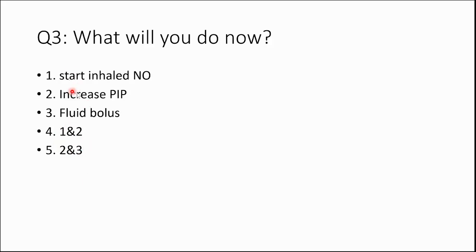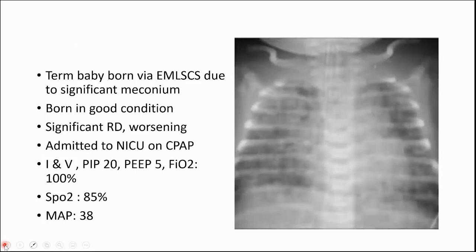Okay. So some of you want to start nitric oxide here, but some think just to go up in the PIP and give a fluid bolus. Which is the correct answer? If I go back to the X-ray, yes, I'm struggling with my oxygenation. It's 85%. But if you look at the other parameters, the mean arterial blood pressure is also 38. So here I am struggling with a baby with meconium aspiration.